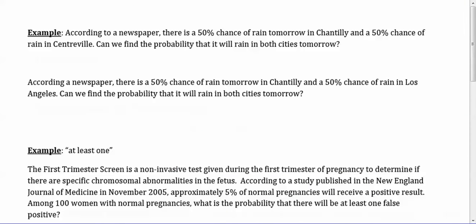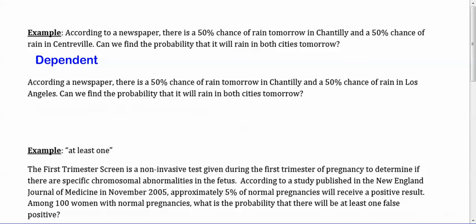According to a newspaper, there's a 50% chance of rain tomorrow in Chantilly and a 50% chance of rain in Centerville. Can we find the probability it will rain in both cities tomorrow? Now, there's a problem with this, because if I told you that it is raining in Chantilly right now, the probability that it's raining in Centerville has just gone up, because you already know that it's raining in Chantilly. In other words, these 2 things are not going to be independent. So you can't just multiply these 2 numbers together and expect to get an accurate probability that it will rain in both cities, because these 2 things are not independent.